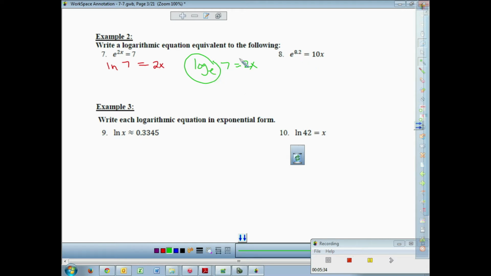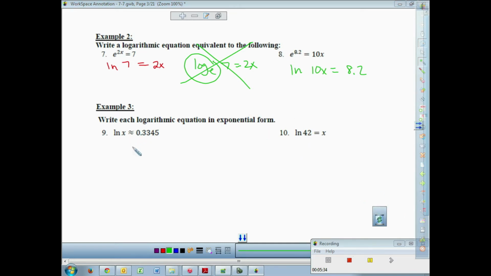So how about this one right here? Since e is the base, it's the natural log of the argument, which is what? 10x equals the exponent of 8.2. We're not solving for x. All they asked us to do was rewrite them, going back to square one with our logarithms, except these are now natural logs. Then they say write these in exponential form.